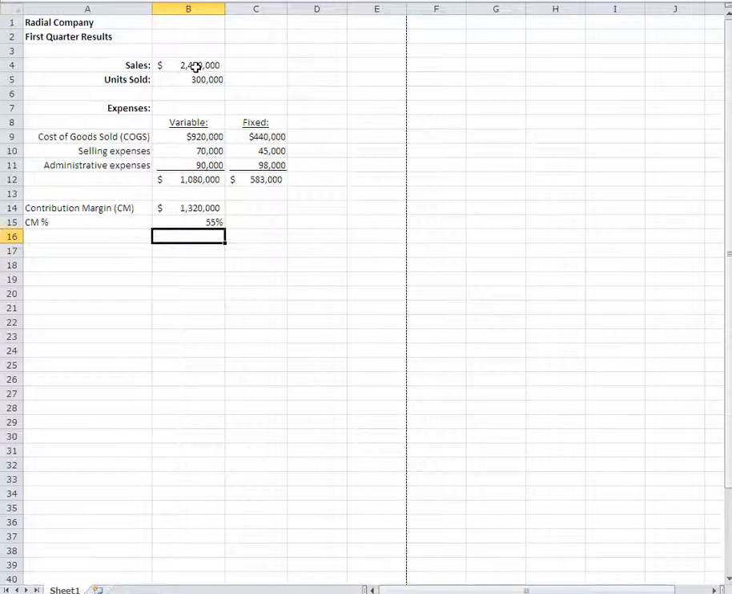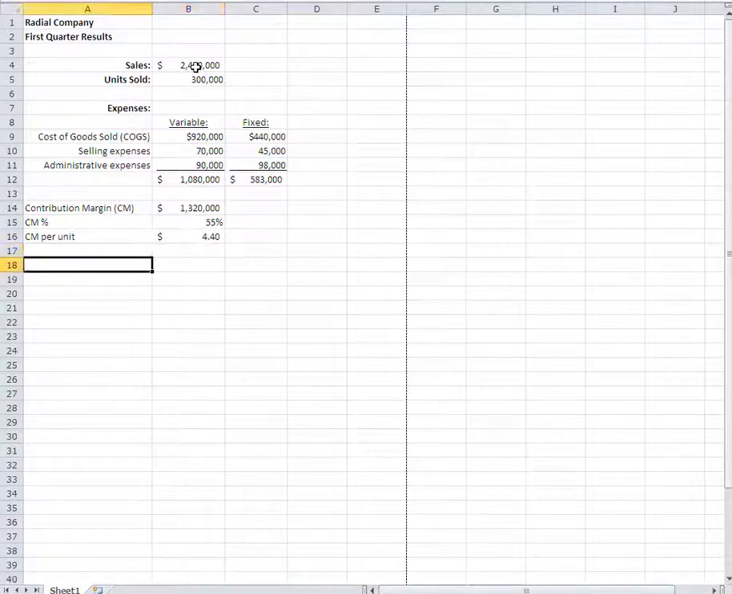So next, to calculate contribution margin per unit, we'll take our total contribution margin dollars and divide that by the number of units we sold. And so for each unit we sell, we contribute $4.40 to fixed expenses and then profit.